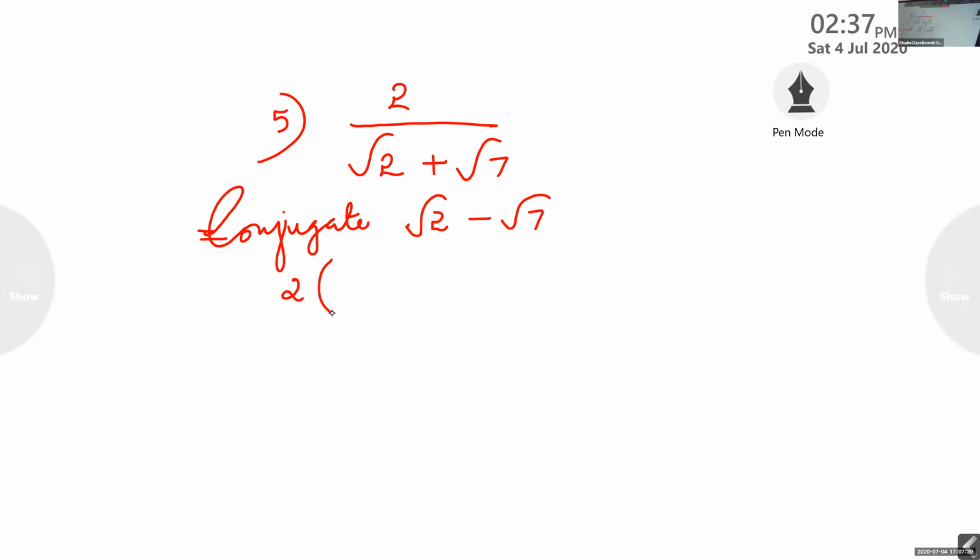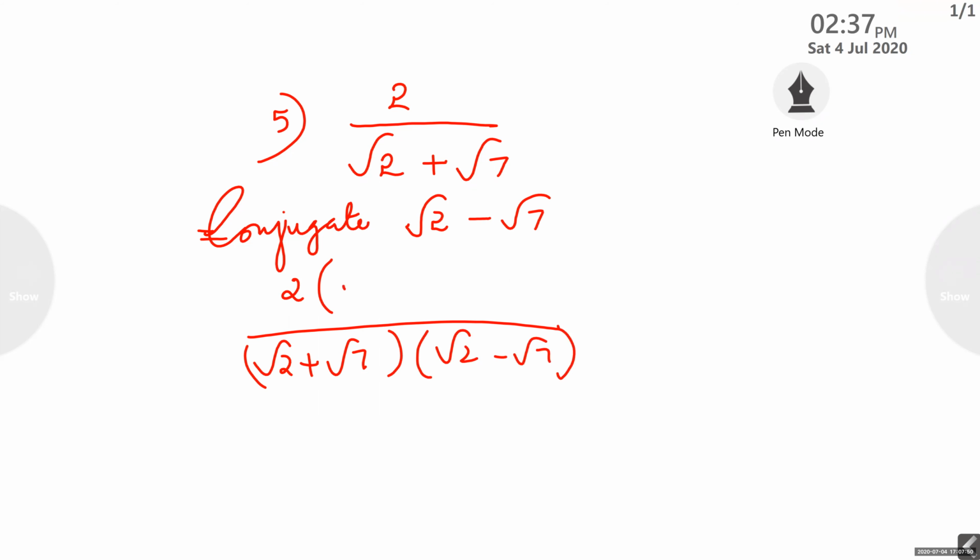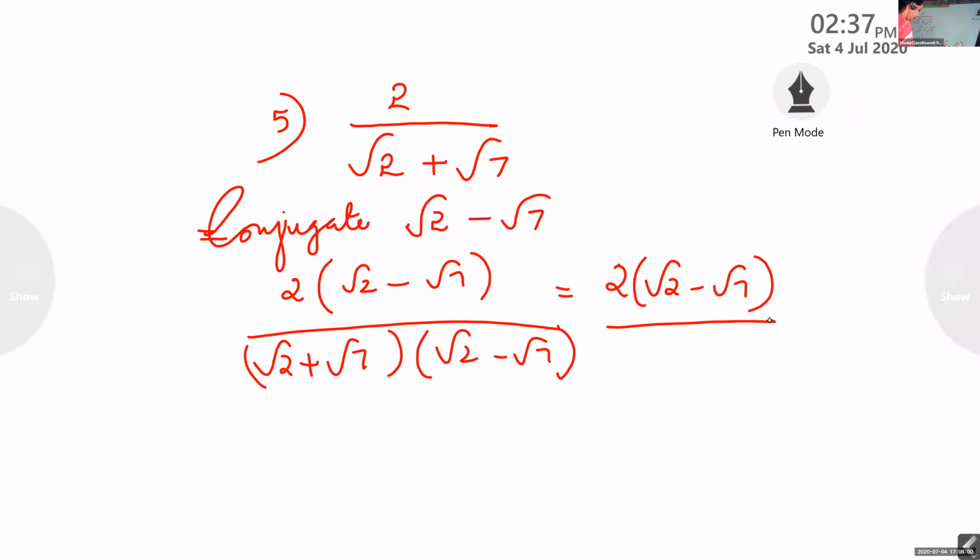2 into root 2 plus root 7 into root 2 minus root 7, right? And here it is root 2 minus root 7. Clear? Then 2 into root 2 minus root 7. And here, root 2 all square minus root 7 all square.